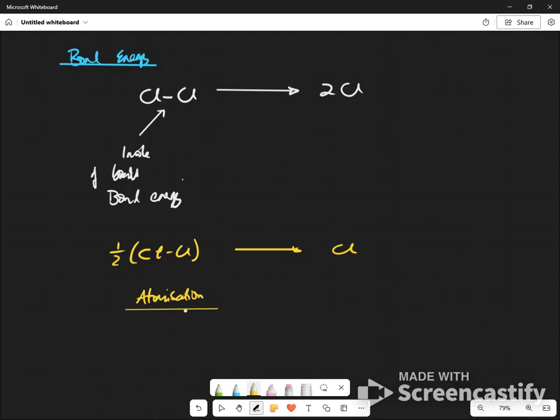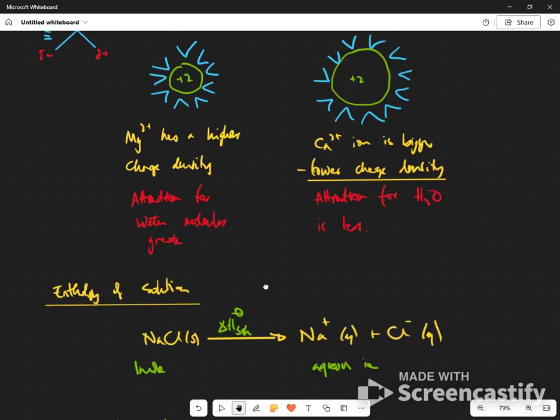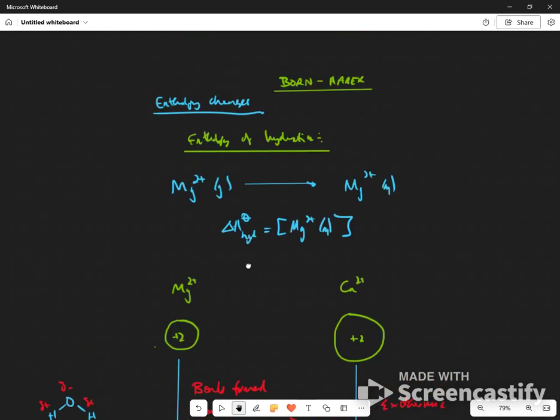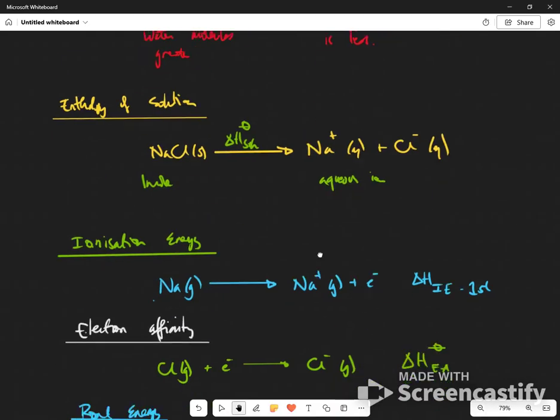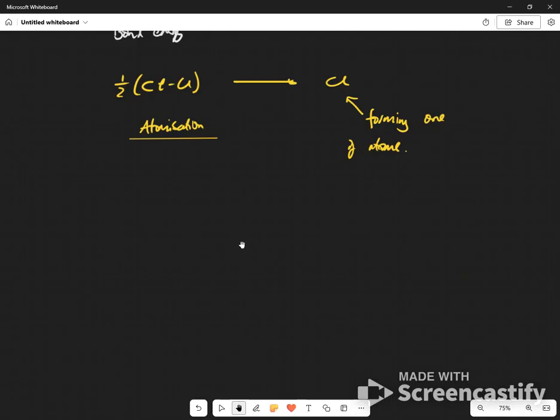Now, they look very similar, don't they? One's twice as big as the other. The bond energy is talking about breaking 1 mole of bonds, but the atomization is about forming 1 mole of atoms. So this is forming 1 mole of atoms. And look, these are a pain, trust me, but you've got to know all of these enthalpy changes.